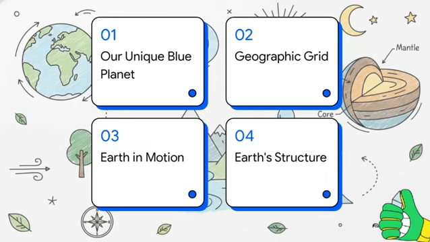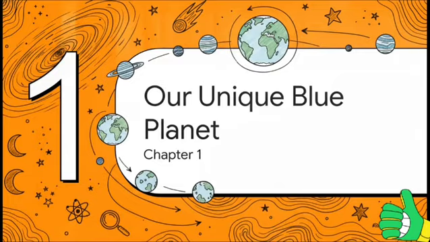1. Our unique blue planet. 2. Mapping the geographic grid. 3. Earth in motion. And 4. Inside the Earth's structure. We're basically going to build a mental map together. We'll start way out in space, lay down the surface grid, set the whole planet spinning, and then literally slice it open to look deep inside. Let's go. So, starting with Arc 1, our macro view from space, our unique blue planet.